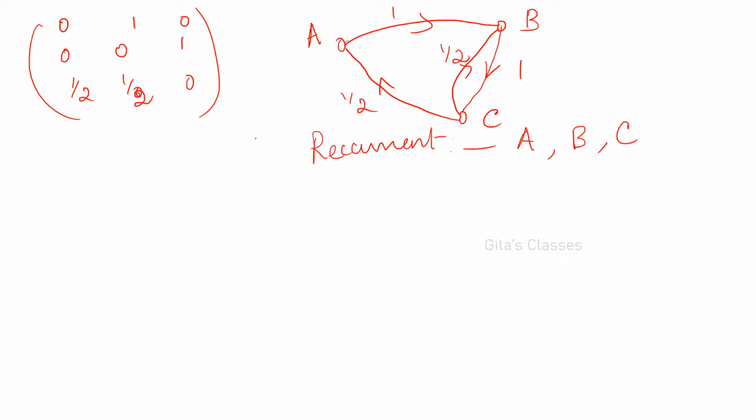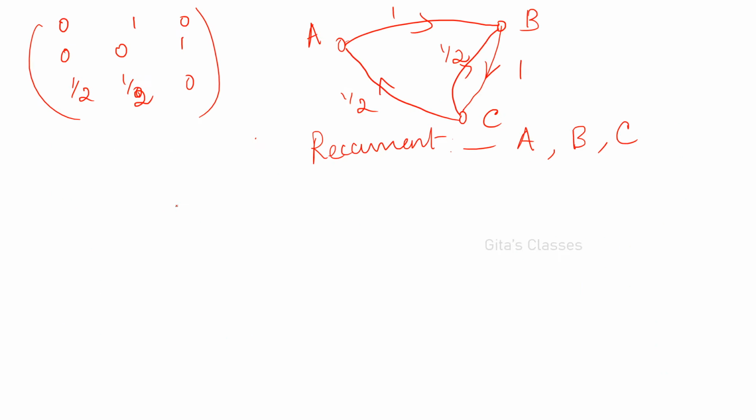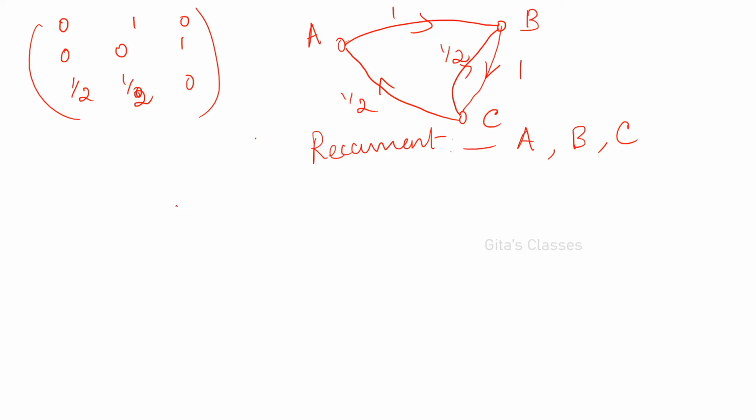What about the period of A? Now, we have to find out whether it is ergodic or not. That is also asked. Classify the states means all the states are recurrent. Classifying means whether it is recurrent or transient. So now all the states are recurrent, we have seen. Now, are all the states ergodic? Ergodic we will see. What about the period of A?